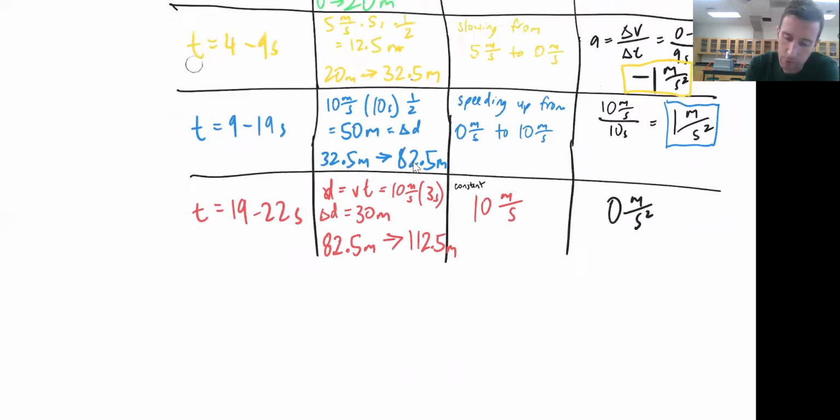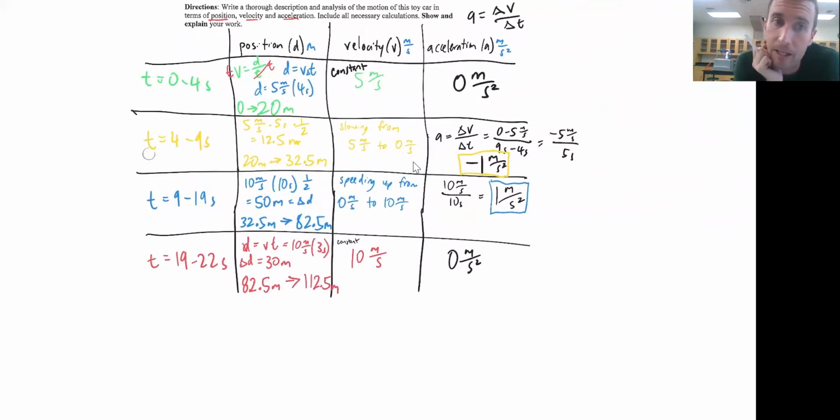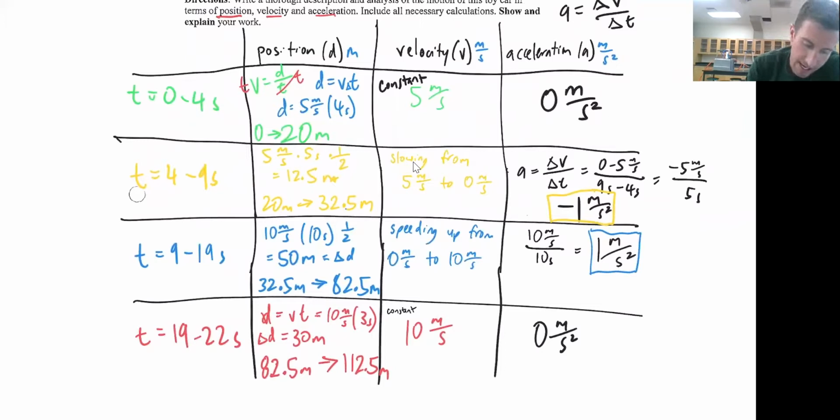All right, so now I have a pretty good description for each of those sections. During the first 4 seconds, the car is moving forwards from 0 to 20 meters at a constant velocity of 5 meters per second with no acceleration. Then for the next 5 seconds, from 4 to 9 seconds, the car is moving from 20 to 32.5 meters. It's slowing down from 5 meters per second to 0 meters per second with a constant acceleration of -1 meters per second squared. The car comes to a stop at 9 seconds at 0 meters per second, because that's 0 velocity.